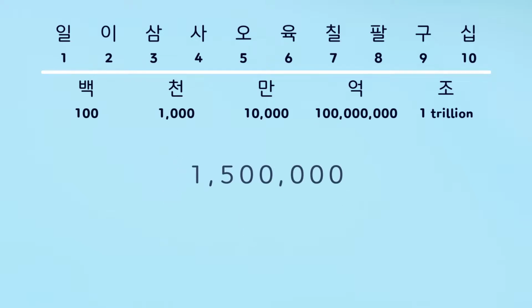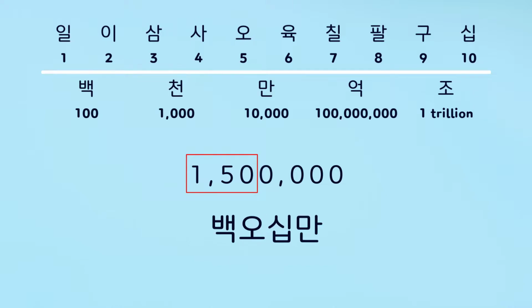So, for example, if we want to say 1,500,000, we still need to use the word 만 because the next big number word is 억. So we need to look at this number and think about how many 10,000s, 만, there are. If we put a box around the number of 10,000s, we can see that there are 150 10,000s, 만. So we need to say 150 만. First we say 150, which is 백오십, and then we add 만. So 1,500,000 in Korean is 150만, 백오십만.